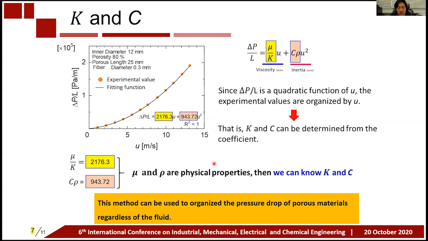Furthermore, since the viscosity and density are physical properties, they can be easily calculated, so that kappa and C can be found and the extended Darcy law can be used. This method can be used to organize the pressure drop of porous material regardless of the fluid.